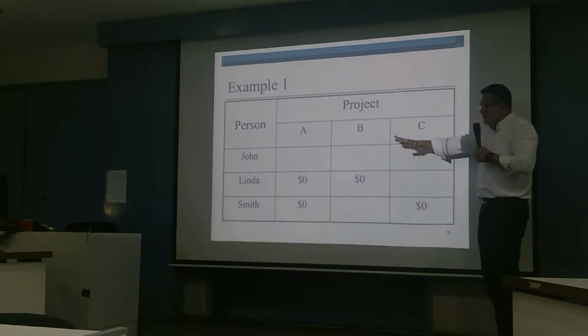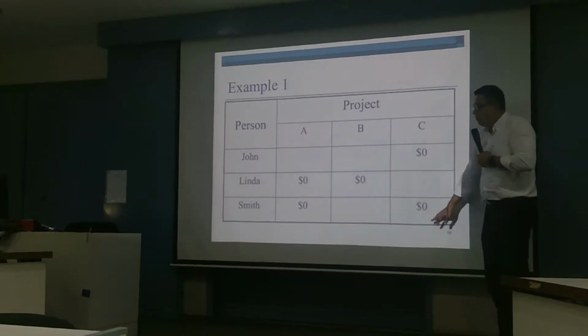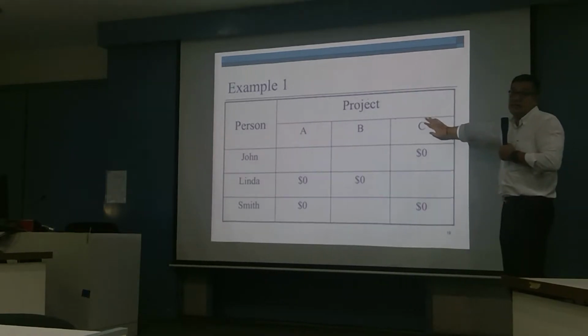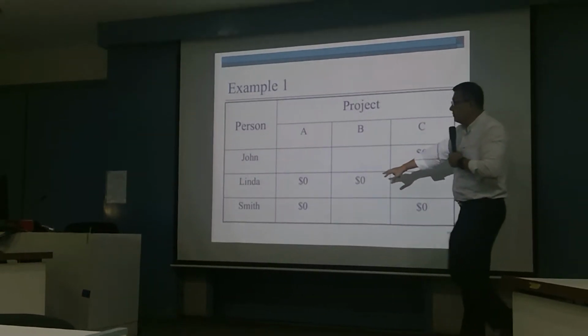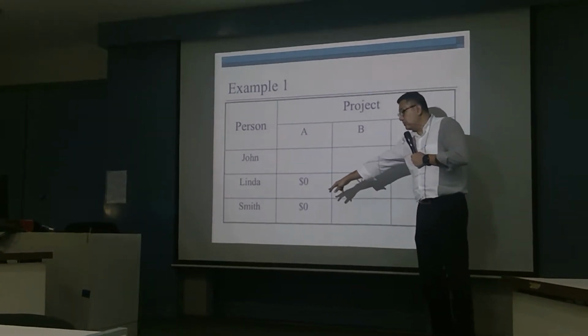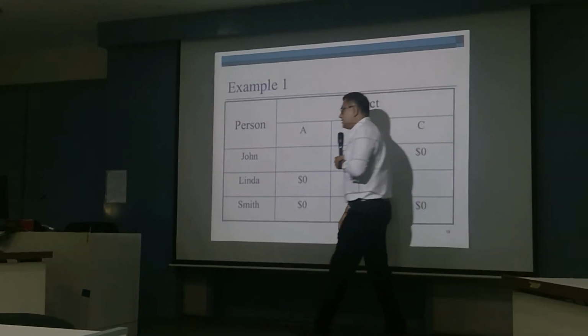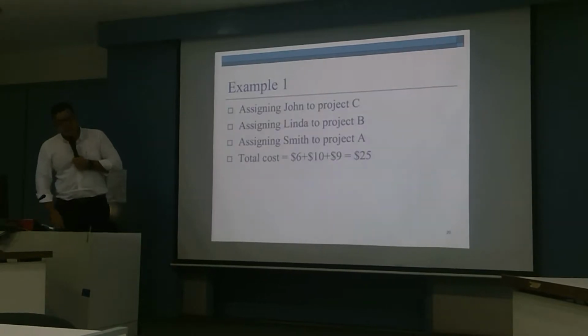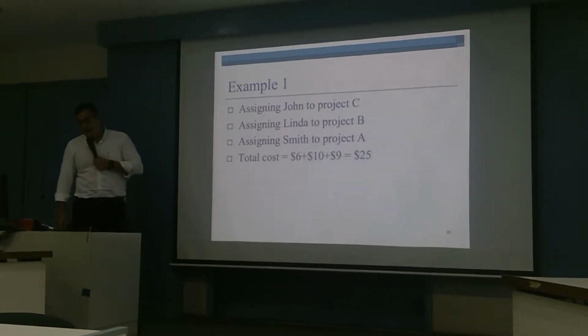So when we consider one by one from each row and column, finally in this case we can know that John should go to C, Linda goes to B, and Smith goes to A. Based on the problem, if John C, Linda B, Smith A, you get a total cost of 25.